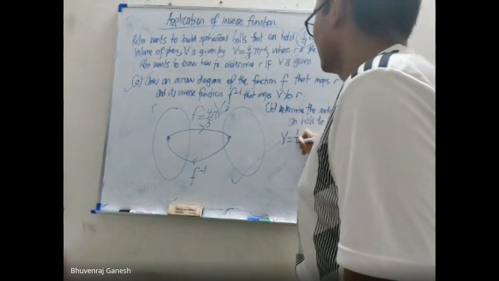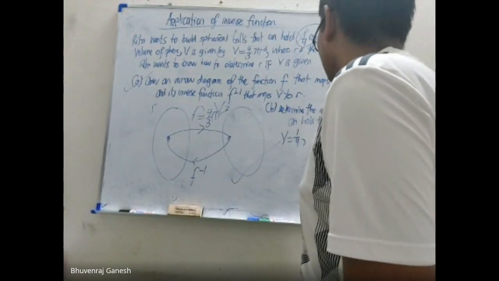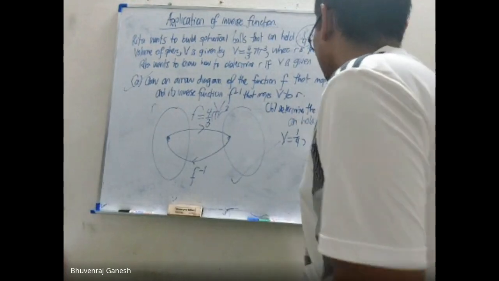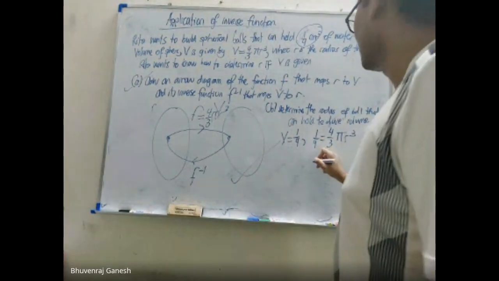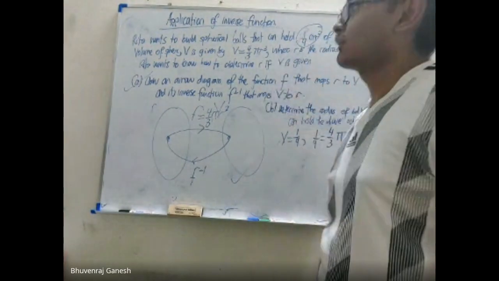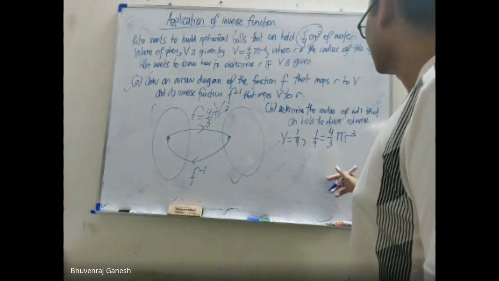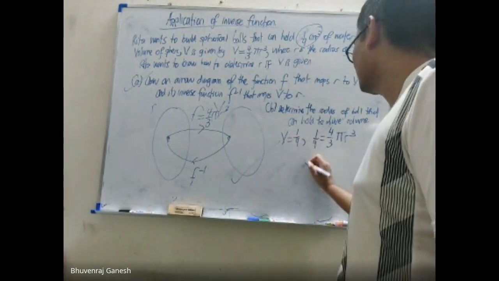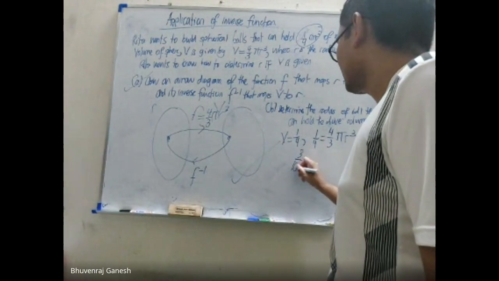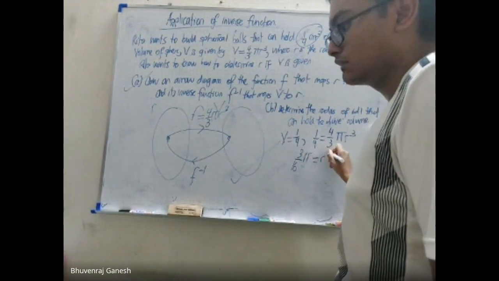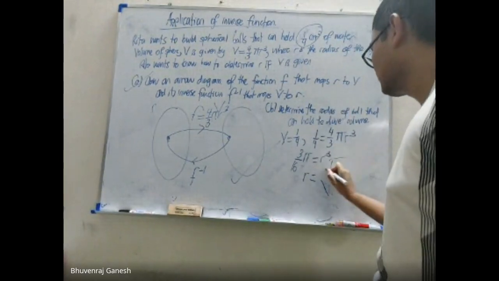V is 1/4. So 1/4 will equal 4/3 pi r cube because this is the formula of the sphere. And this volume occupies the volume of the sphere. So we can find the radius, it means it has to fill fully, or else we won't know the exact volume of the sphere. So how we're going to find r is, we shift the 4/3 pi here, you will get 3/16 pi equals r cube. So r will equal the cube root of 3/16 pi.